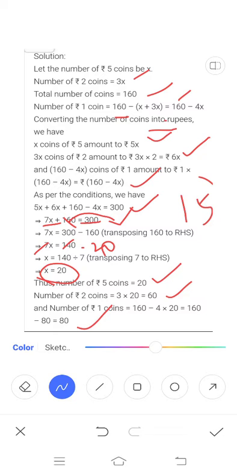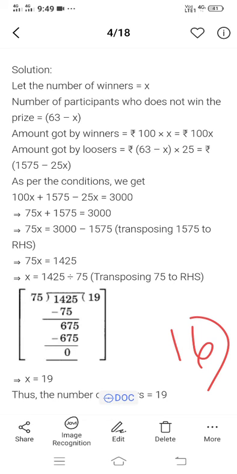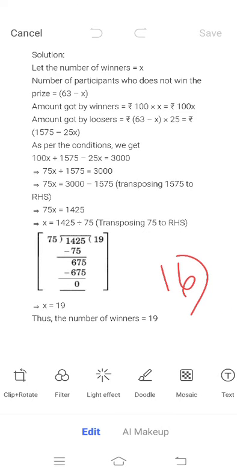So now the last question. Okay, last sum. The question is, the organizers of an essay competition decide that a winner in a competition gets a prize of rupees 100 and a participant who does not win gets a prize of rupees 25. So even the participant is getting a prize money of rupees 25 and the winner will get the prize money 100. So the total prize money is 3000. Find the number of winners if the number of participants is 63.